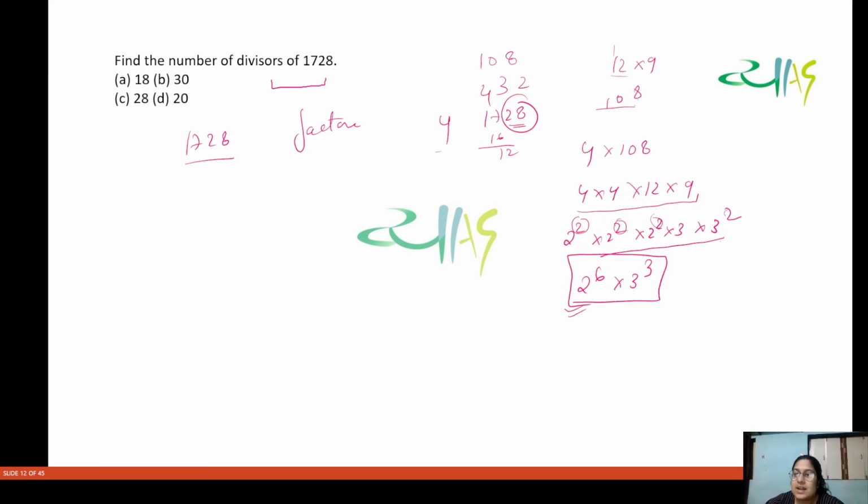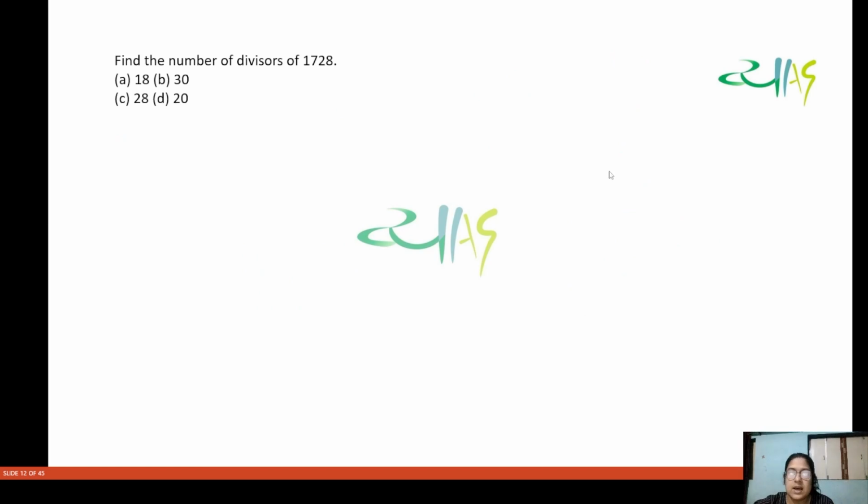Now we have to find the number of divisors. So the number of divisors will be 6 plus 1 into 3 plus 1. Okay, what is 6 plus 1? 7, and 3 plus 1, 4, so 28. So you get the answer as 28. The number of divisors of 1728 is 28. Okay, if you want to find out the sum also, that is also easy for you. So these things have become this easy for you.